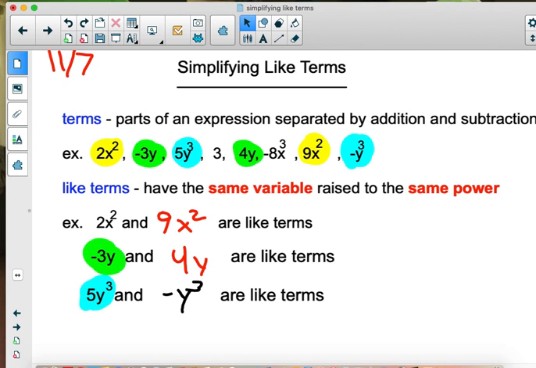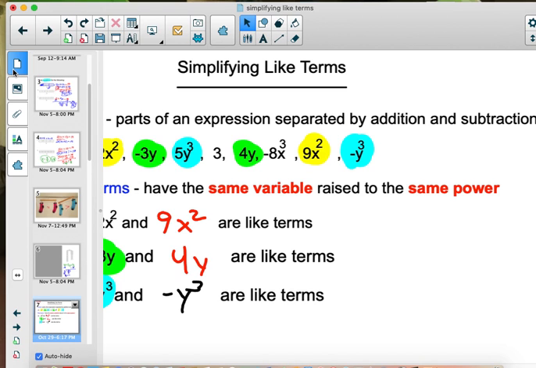Alright, you guys have an idea of what like terms look like now? Alright, now let's practice combining them.